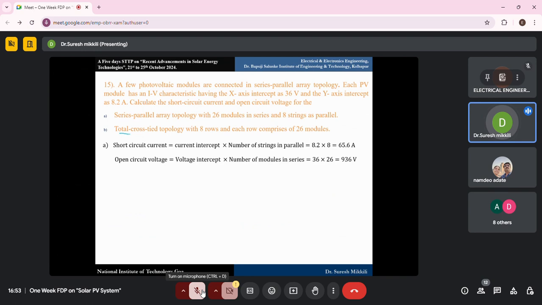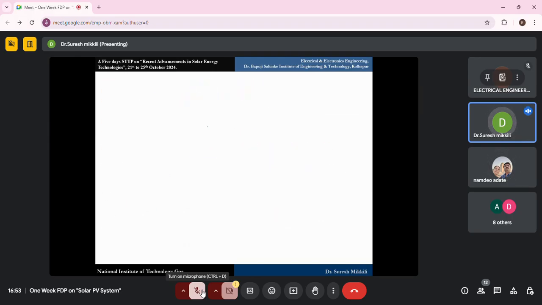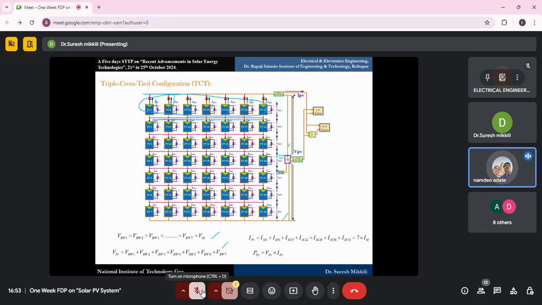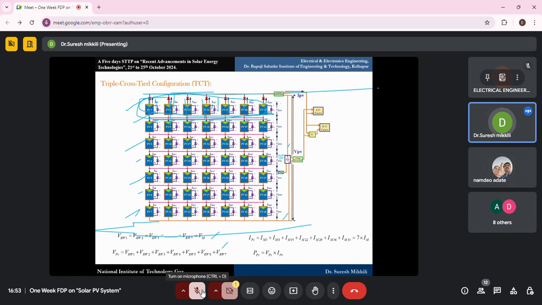See, in the TCT structure, 8 rows are there. Each row comprises of 26 modules. So, current you are calculating, isn't it? Now, TCT I will show you. Generally, the solar cells are connected in TCT model, sir. This is the TCT structure. Now you see, like this, 1, 2, 3, 4, 5, 6, 7 rows are there. There is an eighth row more. In each row, 26 modules are there.